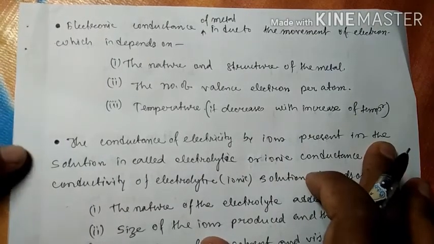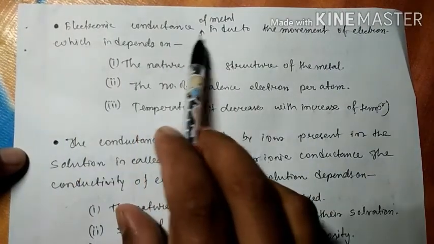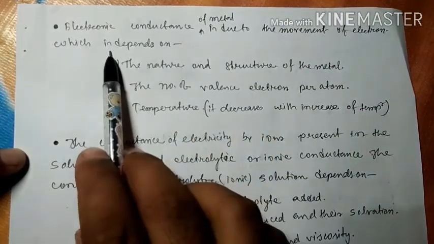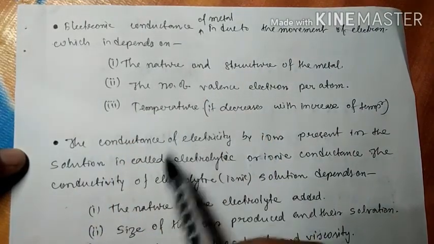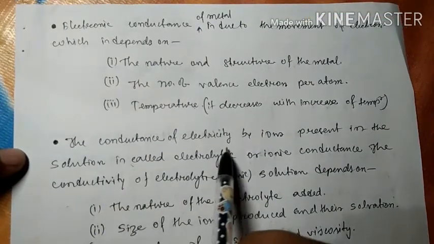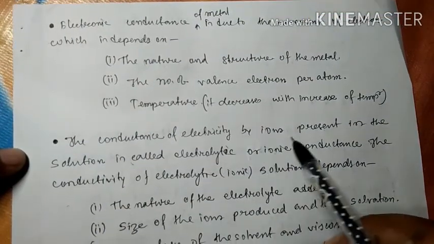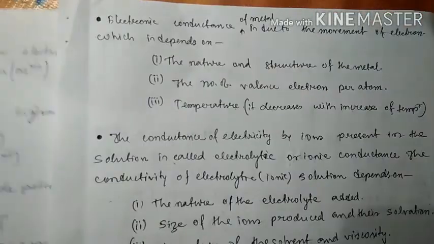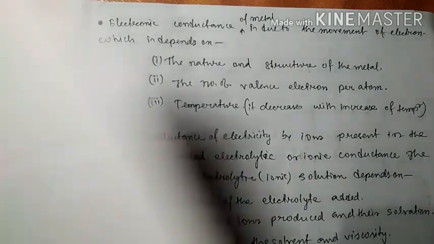Next is the electronic conductance of metal due to the movement of electrons, which depends on these properties. Next is the conductance of electricity by ions present in the solution. To explain this concept, we have to know a little bit deeper, okay? Now let us see.